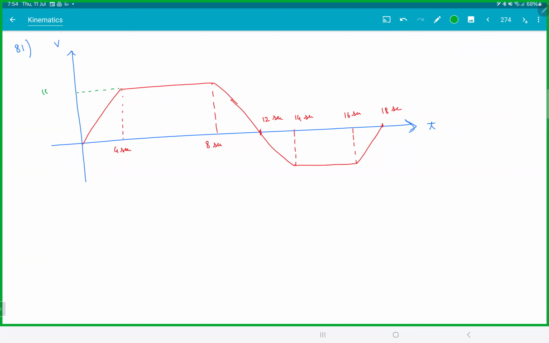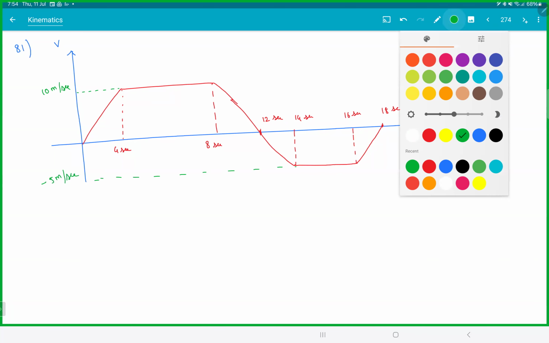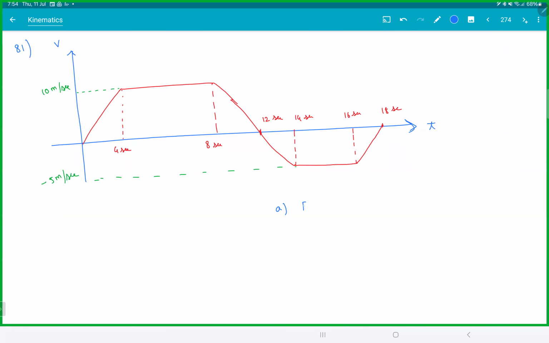This height here is 10 meters per second. This height here is minus 5 meters per second. Find distance and displacement in 18 seconds. And using this graph, can you plot the acceleration versus time graph?